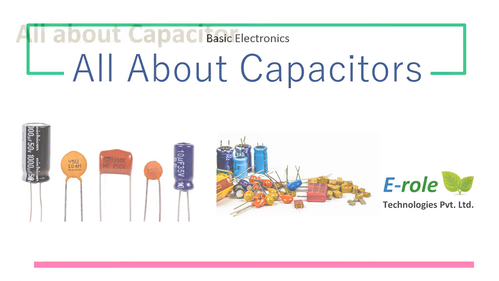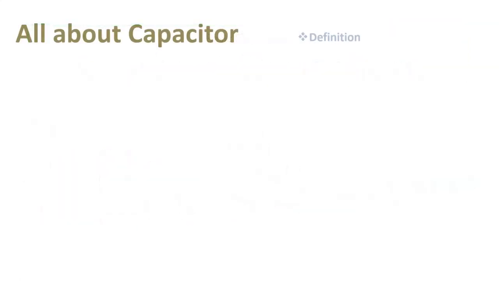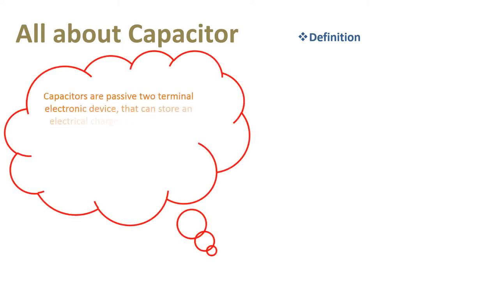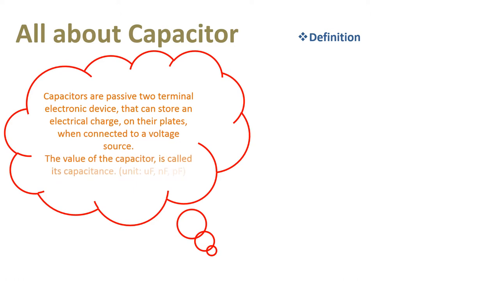Capacitors. Capacitors are passive two-terminal electronic devices. They can store an electrical charge on their plates when connected to a voltage source. The value of the capacitor is called its capacitance. Farad is the unit of capacitance.